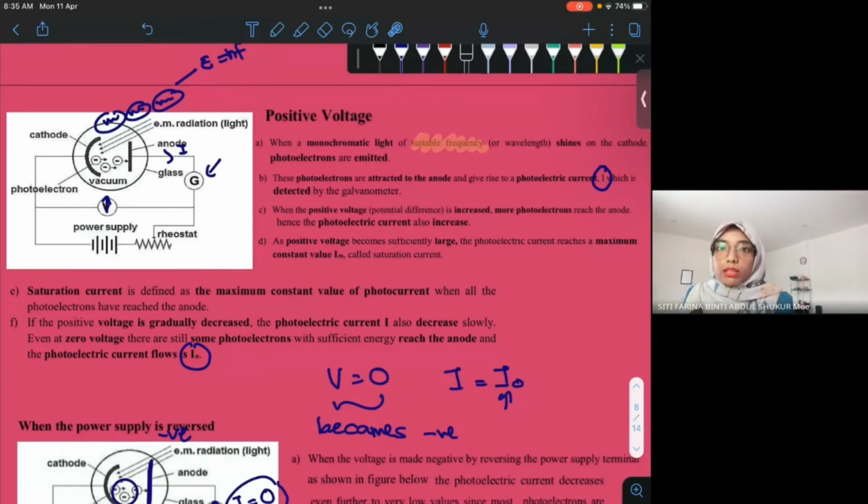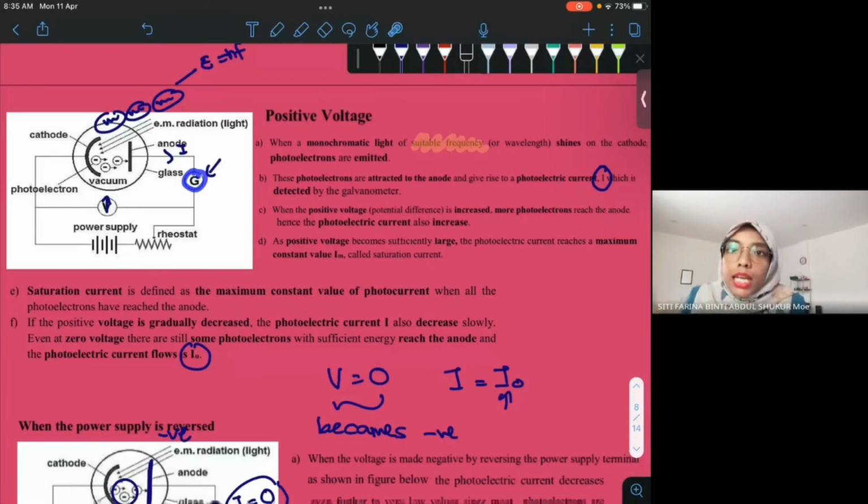Don't get confused. First thing adalah you set up your circuit macam biasa and then you shine your EM light dekat sini. Monochromatic light datang. Bila monochromatic light datang, apa yang akan jadi adalah electron on the surface of the cathode will be emitted. So dia jadi photoelectron. Photoelectron yang berada dekat luar ini bersifat negatif and your anode here is connected to the positive plate, so they will attract each other. This causes current to flow in the circuit. Current yang lalu ini kita panggil photocurrent.